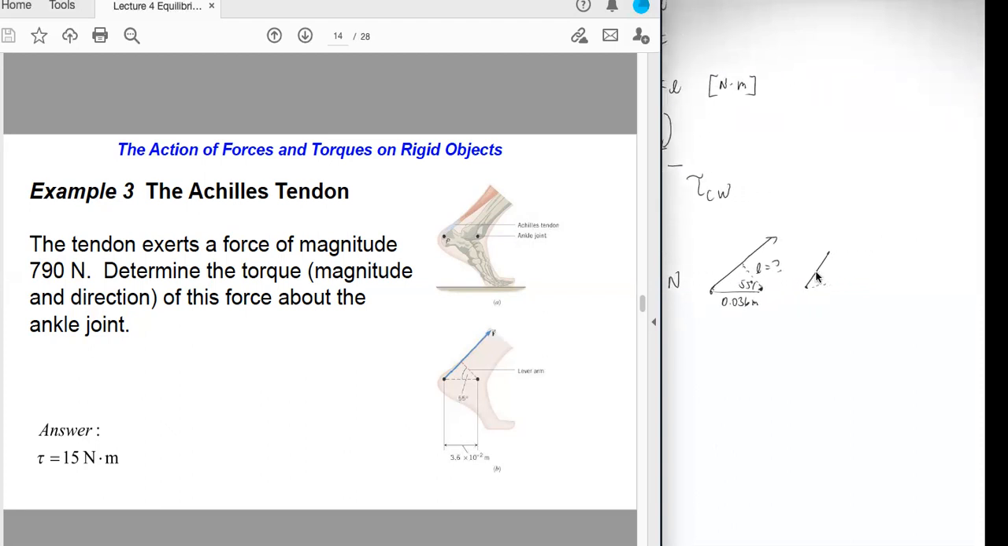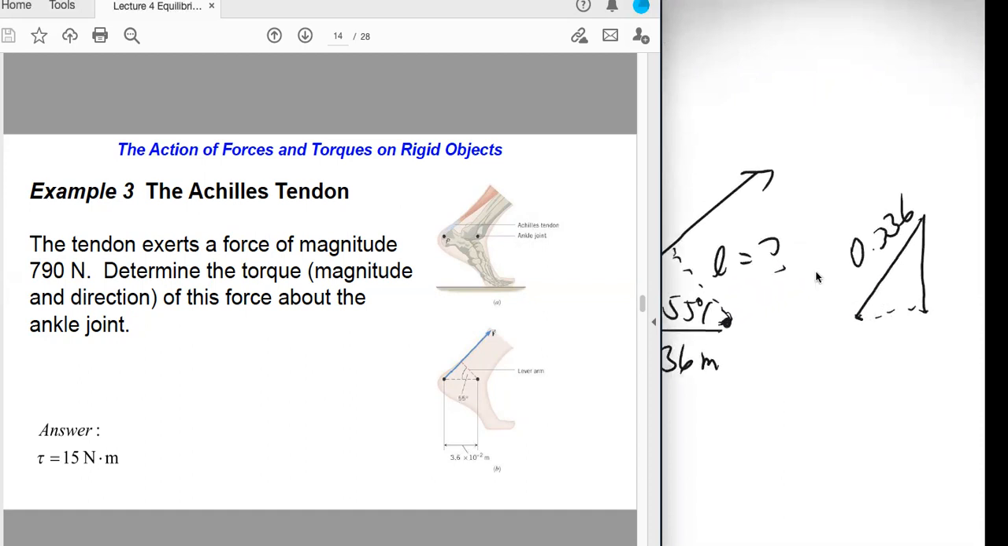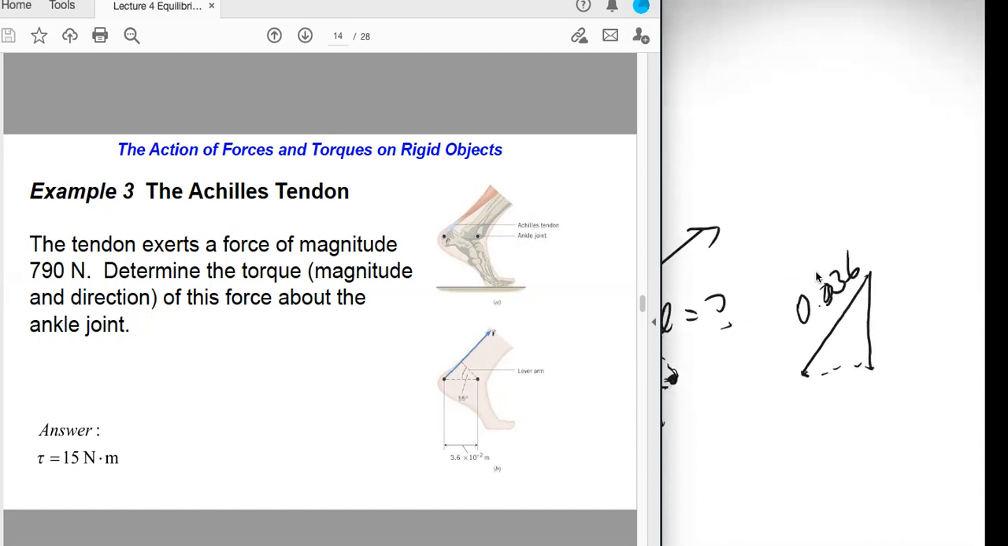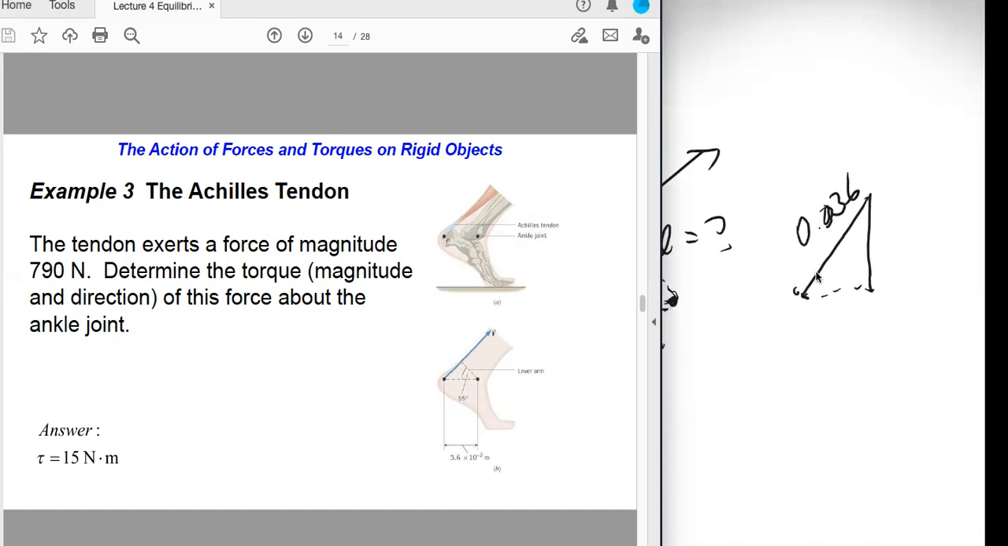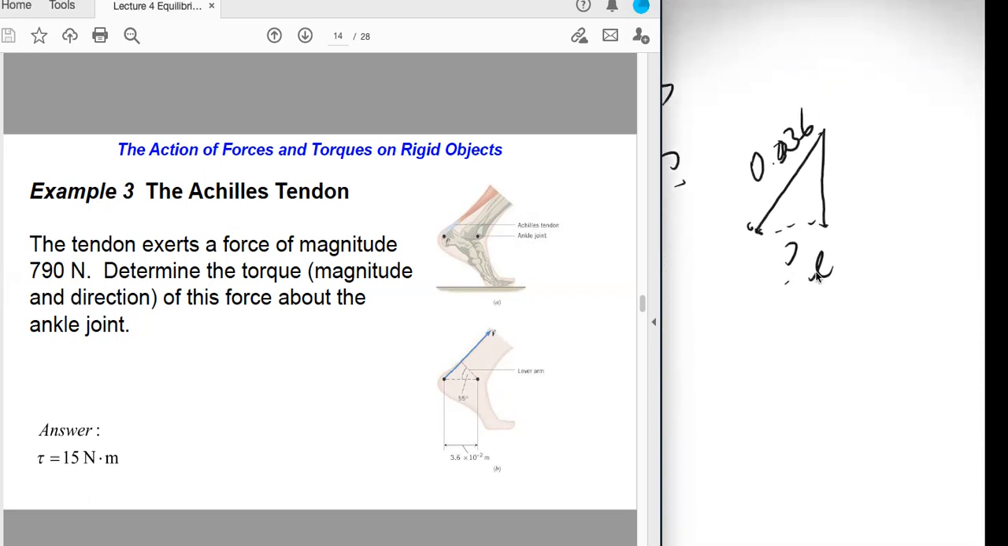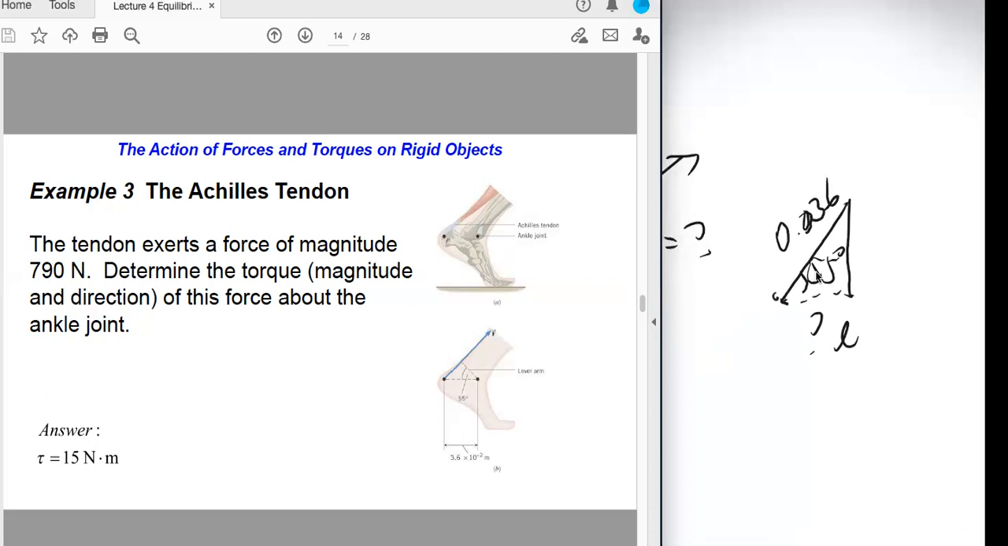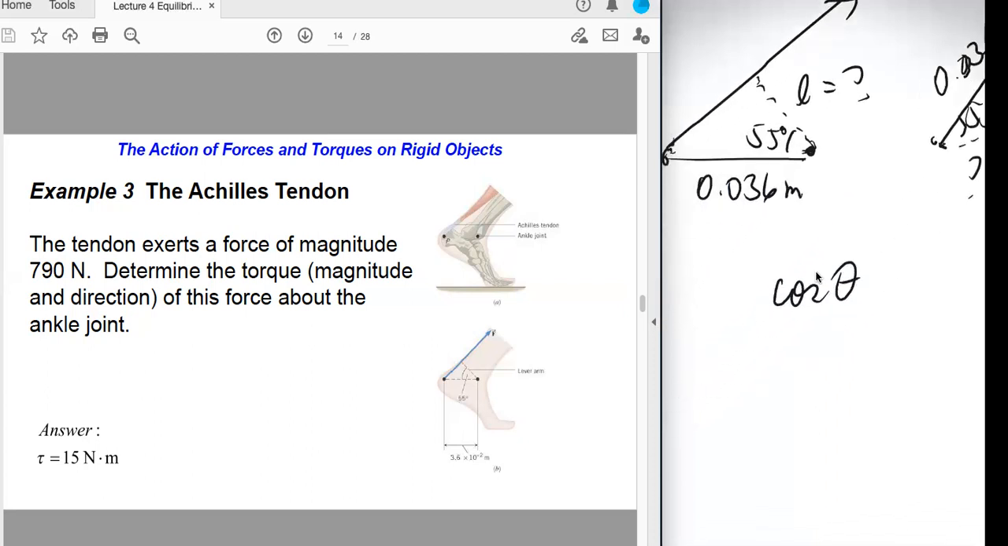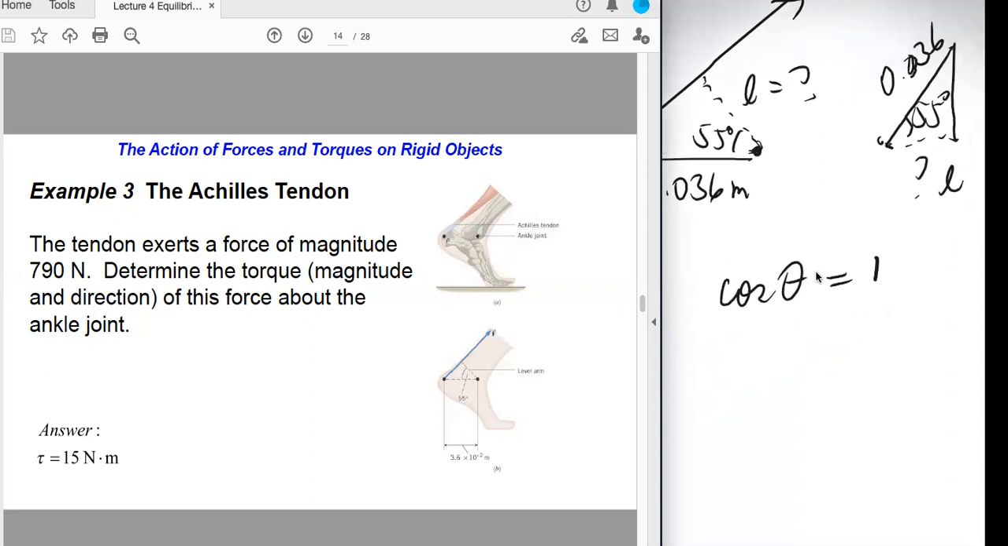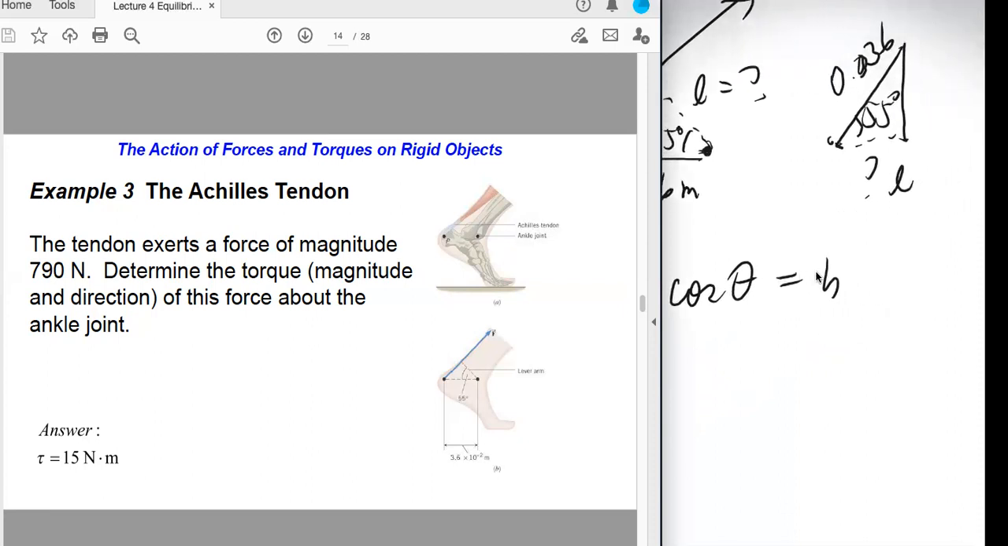Adjacent to. Ito yung hypotenuse. 0.036. Okay. Binaliktad ko na yung triangle ko. Ano itong lever arm? So, di ba may angle ka? So, ka or towa? Ka. Kasi may adjacent. So, ang gagawin mo dito, cosine theta equals ka hypotenuse, ka over adjacent.